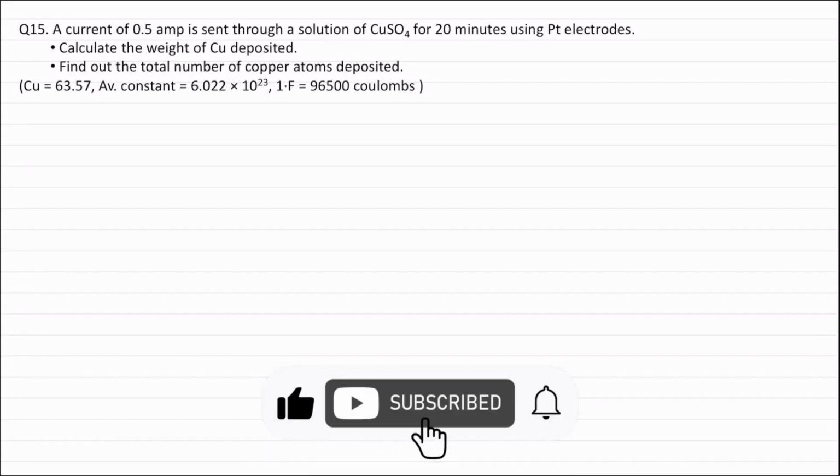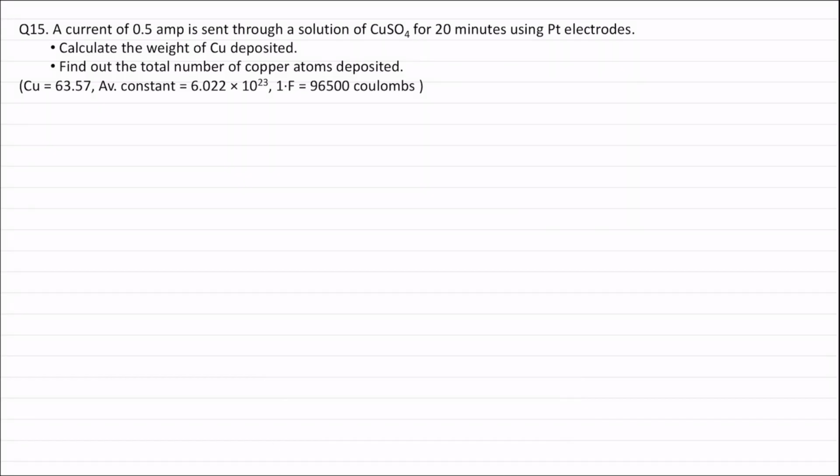Question 15. A current of 0.5 ampere is sent through a solution of copper sulfate for 20 minutes using platinum electrodes. Calculate the weight of copper deposited. Find out the total number of copper atoms deposited. Atomic weight of copper is given as 63.57. Avogadro's constant is equal to 6.022 into 10 to the power 23. 1 Faraday is equal to 96500 coulombs.